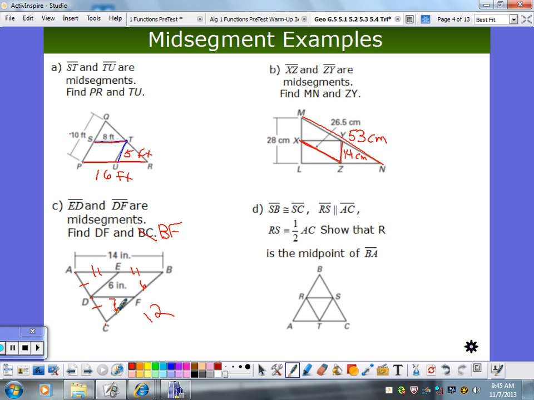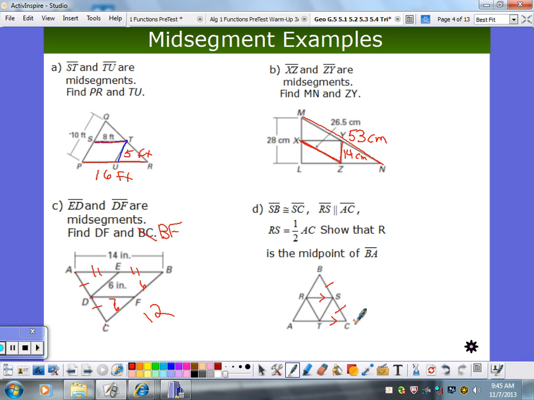What's going on here? SB is congruent to SC, and I am marking up my diagram. RS is parallel to AC. And the length of RS is half the length of the side opposite it. Show that R is the midpoint of BA. Alright, how do I do that? Look at the theorem that we just got. See if that helps.